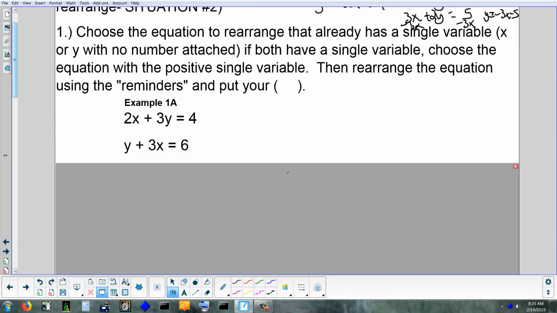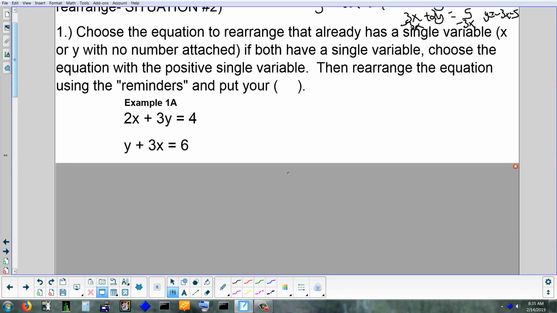Just like we did yesterday, we'll go through this example. We'll go through the steps, and then we'll do an example for each step so you'll be able to see it. So we got 2x plus 3y equals 4, and y plus 3x equals 6.